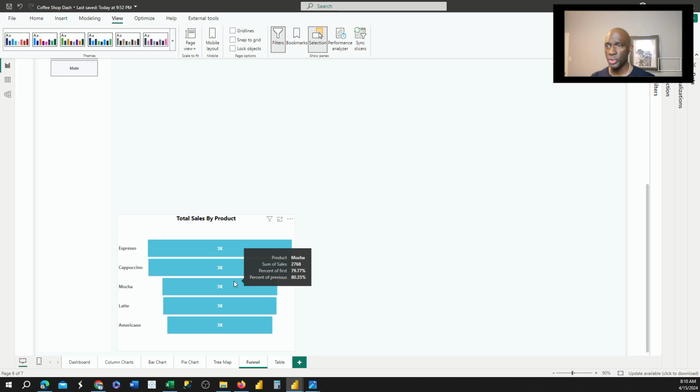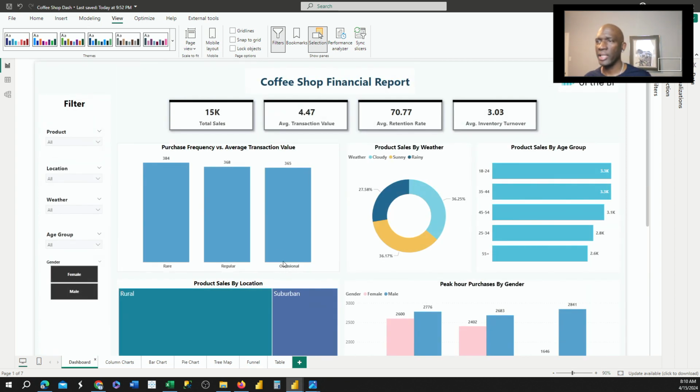You want to be able to tell a story, but in telling that story, you want to be able to tell the whole story. You want to show as much of the data being captured in different ways as possible, so that a person reviewing the report can look at it and say, here we're analyzing the data by purchase frequency versus average transaction value. Then we have product sales by weather, product sales by sales group, product sales by location, so that they can make conscious decisions as to how they want to direct the business.